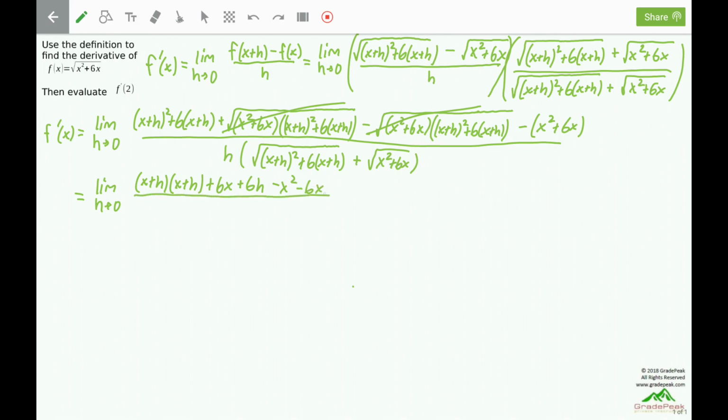And all of this is over that entire denominator of h times the square root of x plus h squared plus 6 times x plus h plus the square root of x squared plus 6x.